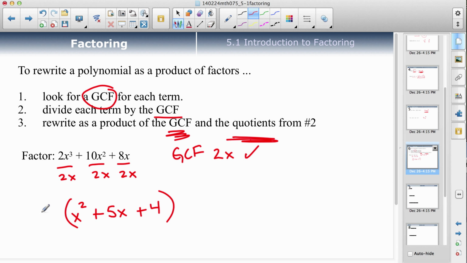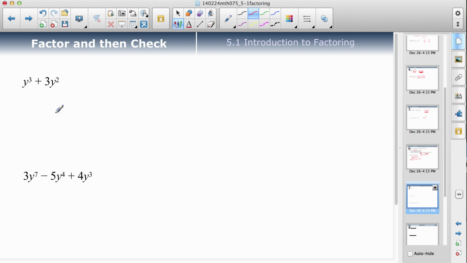Here's my greatest common factor. So 2x times the quotient when I divide each term by it. So 2x times x squared plus 5x plus 4. If I were to multiply that all out, I should get that original polynomial. Let's try another couple. Okay, I'm looking for the greatest common factor.